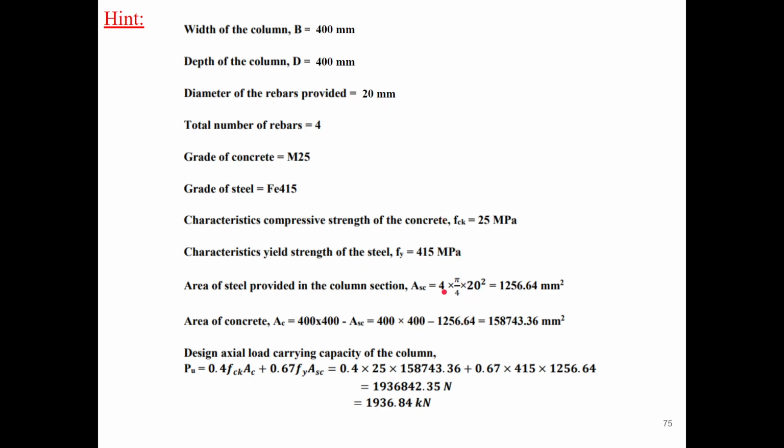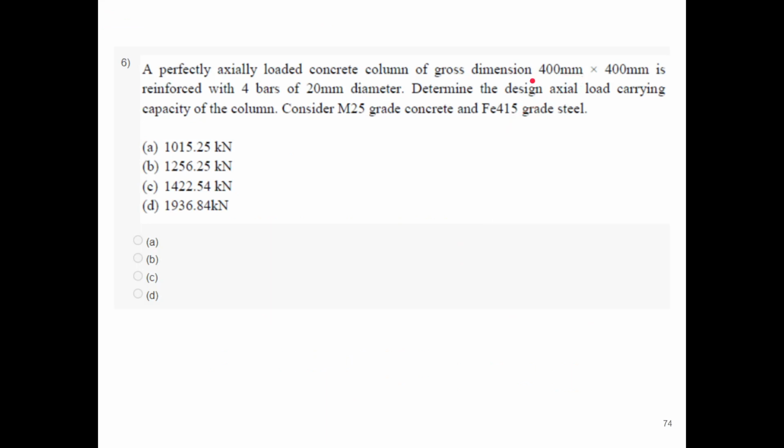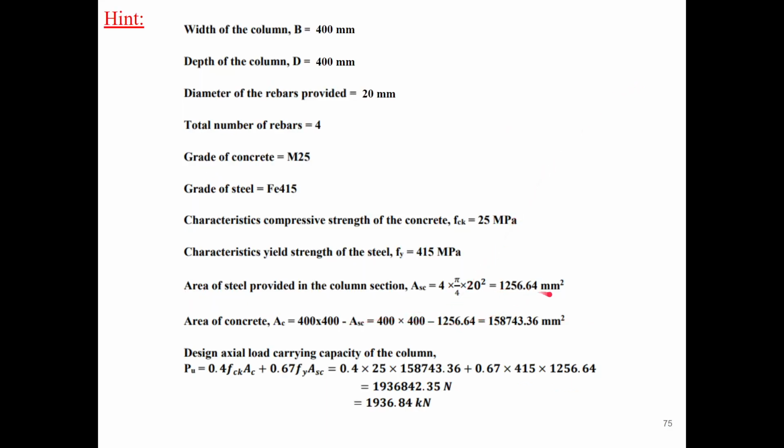Area of steel is 4 into pi by 4 into 20 square, which is 1256.64 millimeter square. And what will be the area of concrete? Ideally the area of steel should be deducted, so it is the gross area, 400 by 400, minus the area of steel, 1256.64. The area of concrete comes to be 158743.36 millimeter square. Putting all the values, Pu will be 0.4 into 25 into 158743.36 plus 0.67 into 415 into 1256.64, which comes out to be 1936.84 kilonewton.